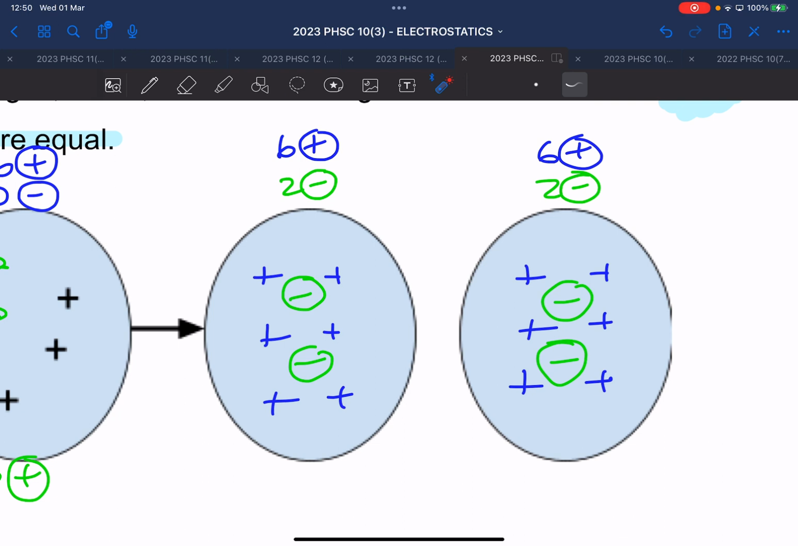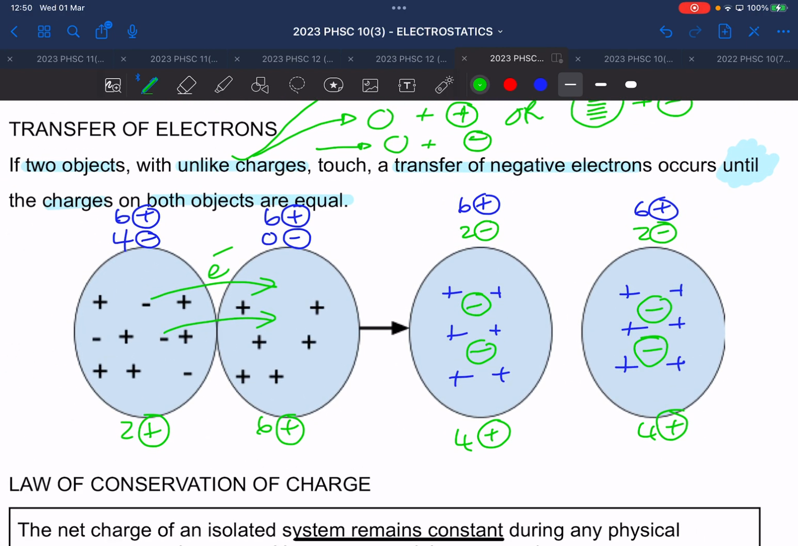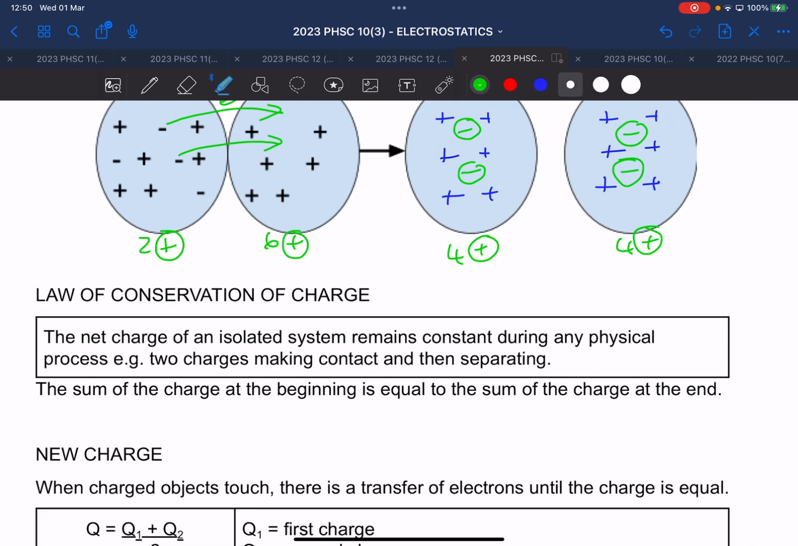You owe me 6 rand. You give me 2 rand. How much do you still owe me? 4 rand. So we have 6 plus negative 2. So it means plus 4. So we have a 4 plus and a 4 plus. So you can see when they touch, there will be a transfer of electrons until they are equal to one another. Alright, now that concept which we looked at just now is called the law of conservation of charge.